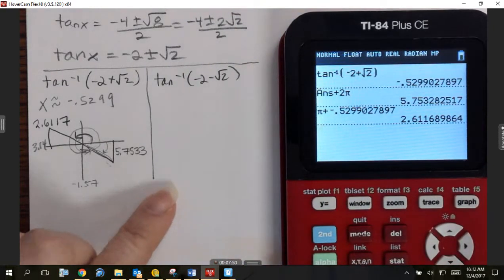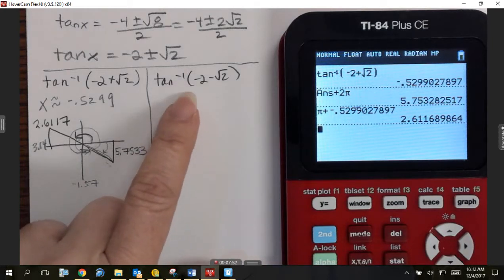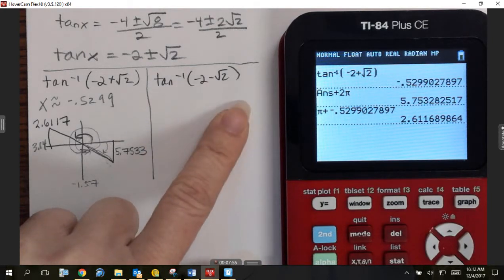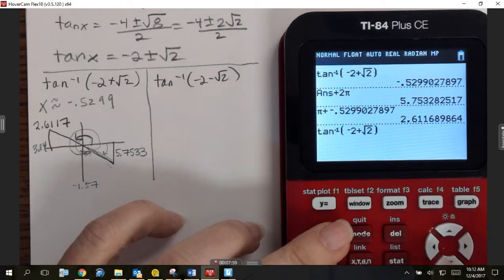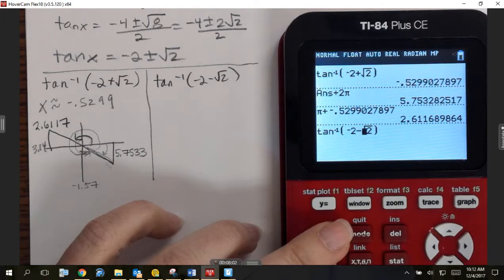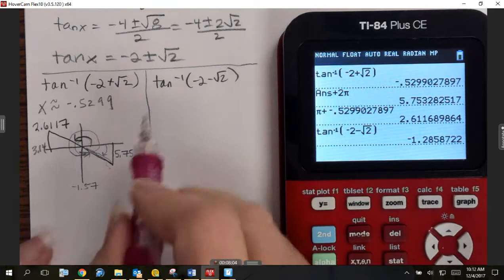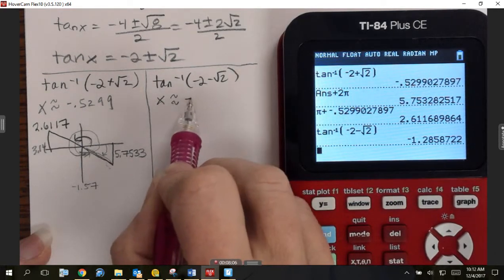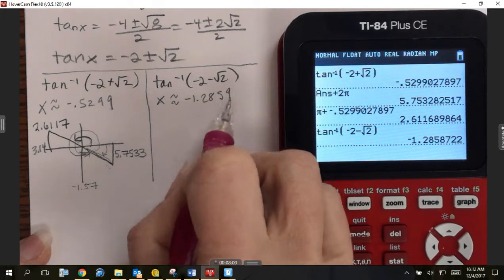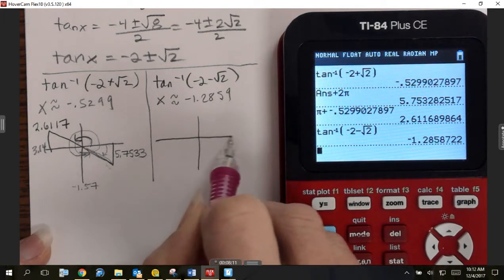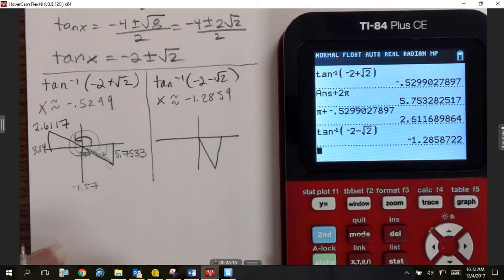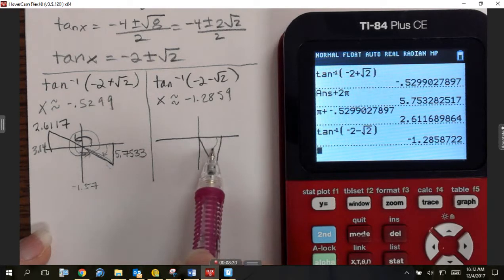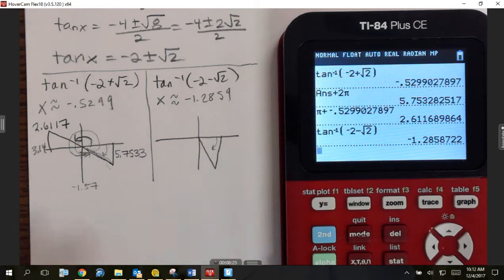Now that was only half of it. We still have inverse tangent of -2 minus radical 2. So now I'm going to do the calculator again. I'm going to make it minus radical 2 this time. And I get -1.2859. That puts me in the fourth quadrant.